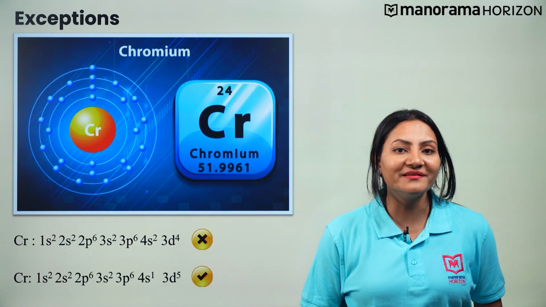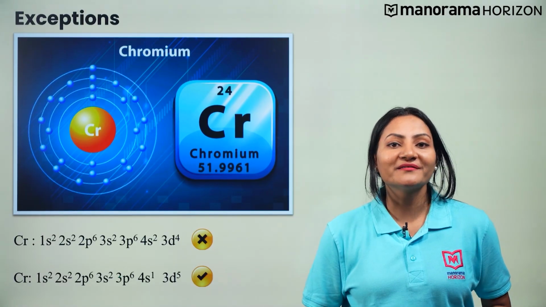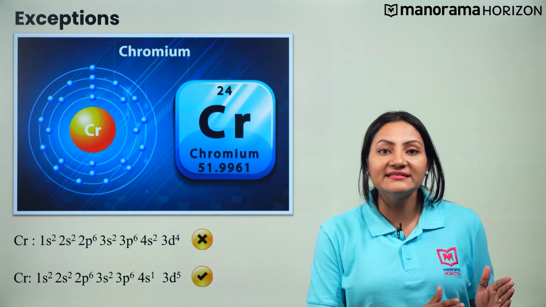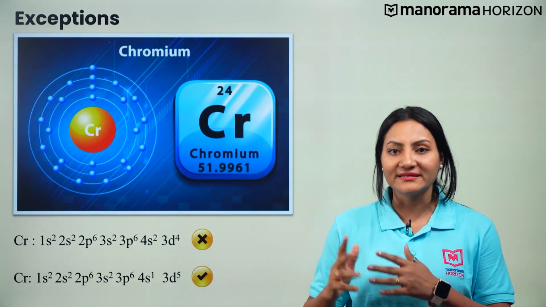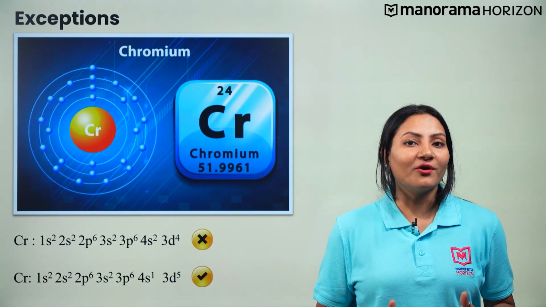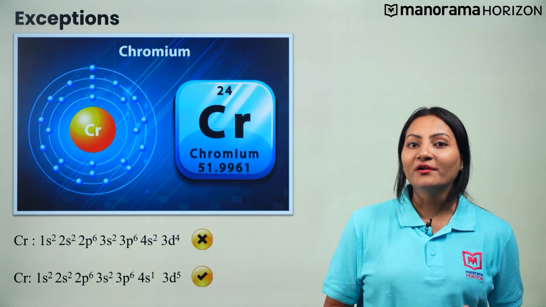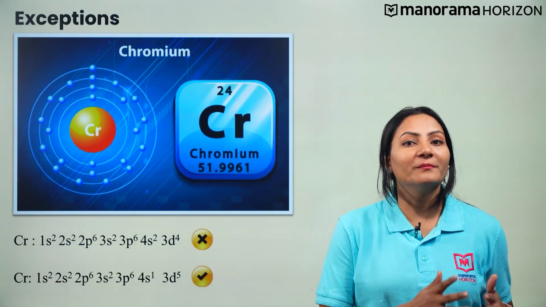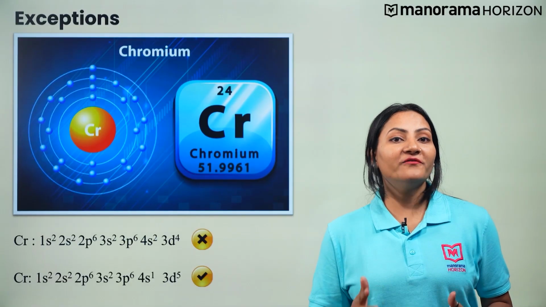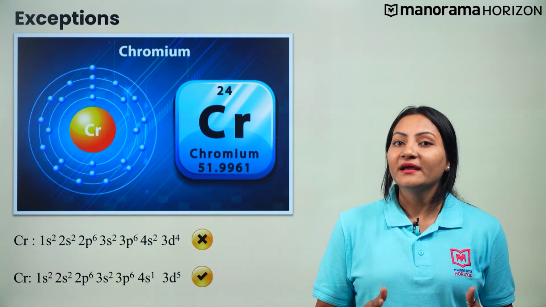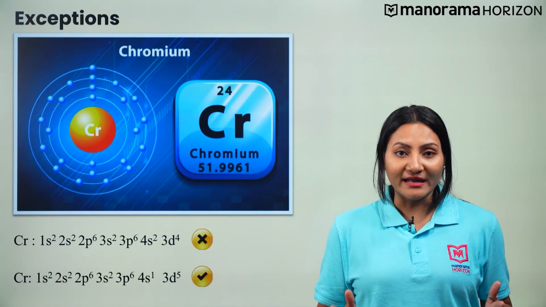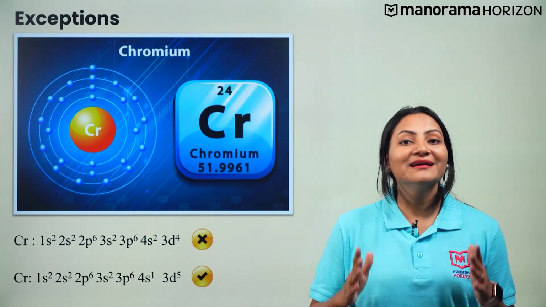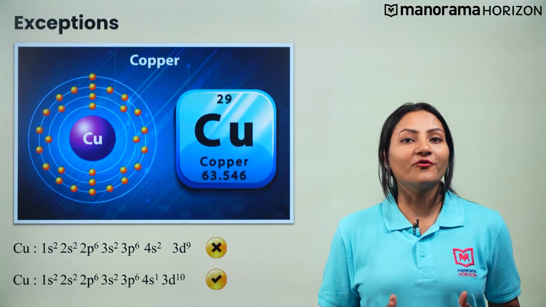But why does this happen? This happens because there is a very little difference in the energy levels of ns and (n-1)d orbitals. Due to inter-electronic repulsion, one electron is pushed into the 3d orbitals from the 4s orbital. As a result, the d orbitals get partially filled, and half-filled and fully filled orbitals are relatively more stable. Consider the case of copper now.